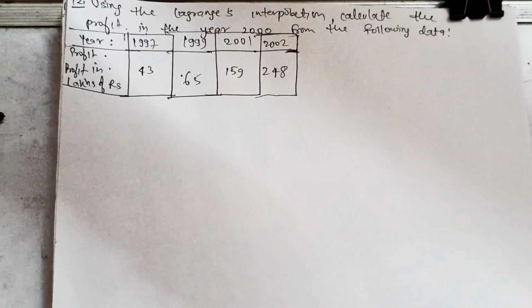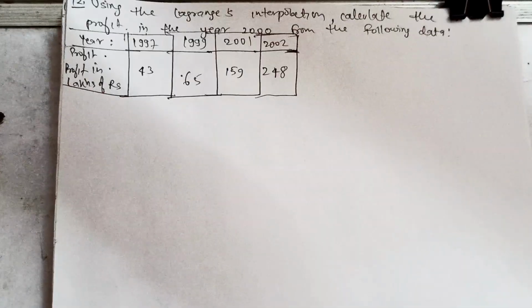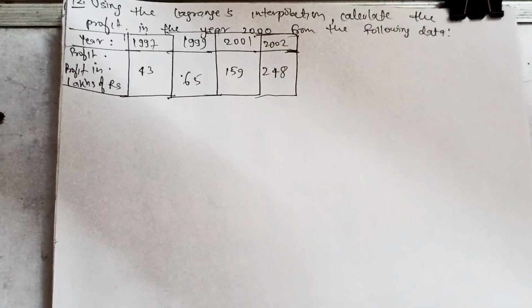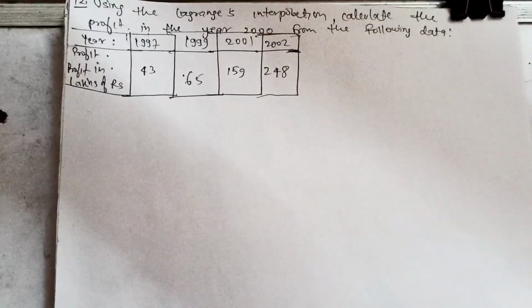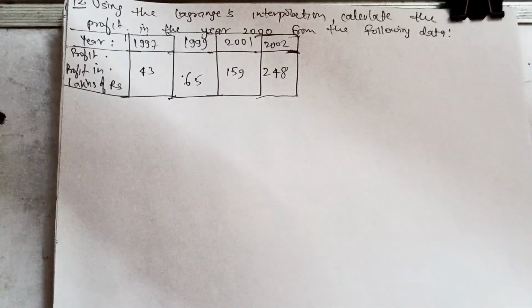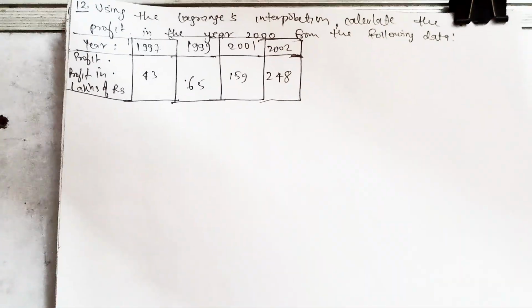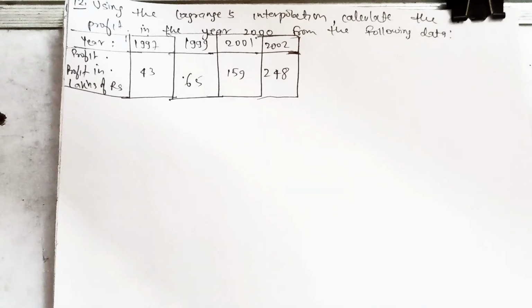In this video I'm going to tell you about another example of the Lagrange interpolation formula. We have the given values of year and profit in lakhs of rupees: the years are 1997, 1999, and so on. We have to calculate it using the Lagrange interpolation formula.